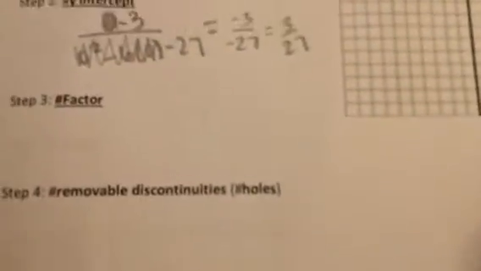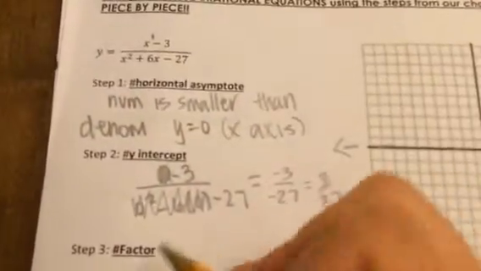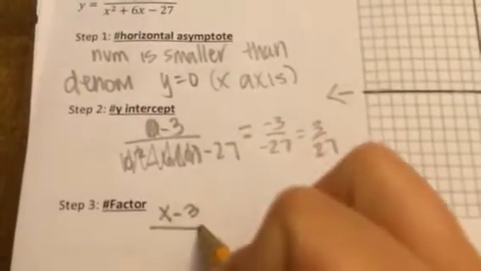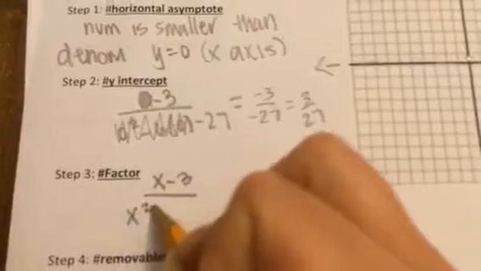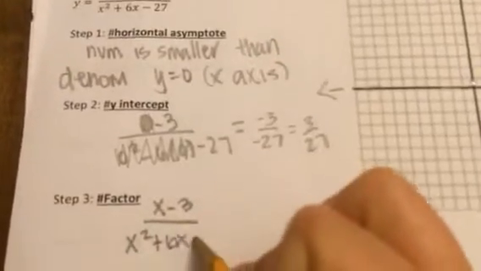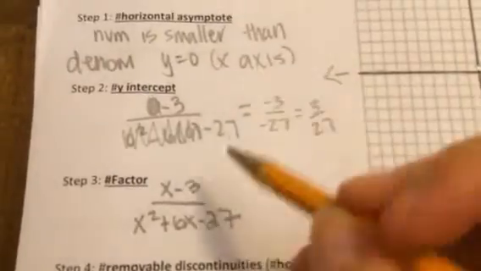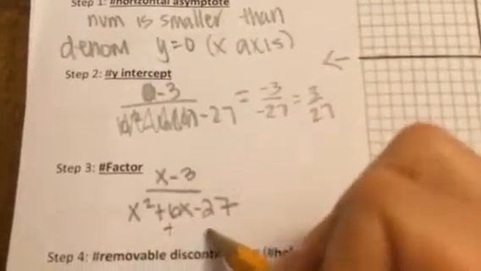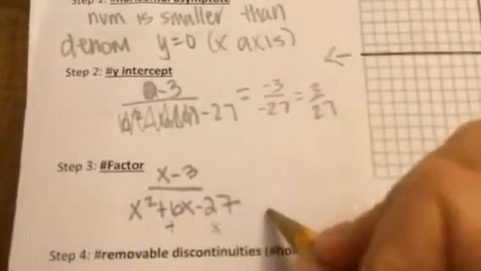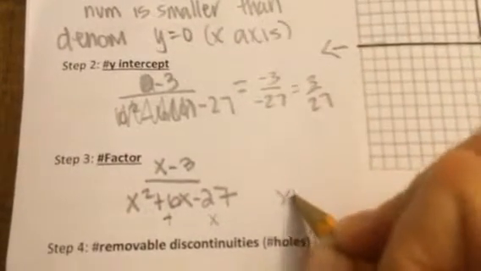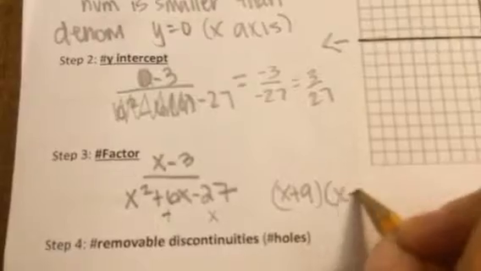Okay, step 3 is to factor. So I'm going to take my problem, like so, x minus 3 over x squared plus 6x minus 27. Then from there, you're looking for 2 numbers that'll add to 6 and multiply to -27. So it's going to be 9 and 3. So I'm going to do x plus 9 times x minus 3.